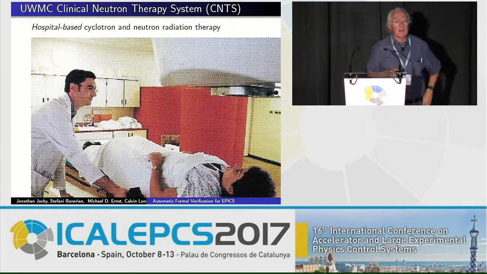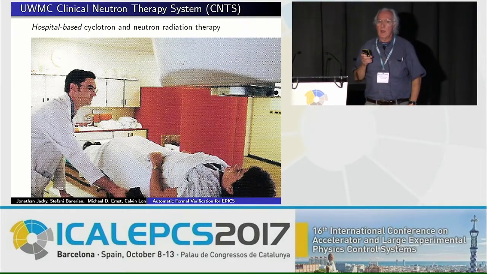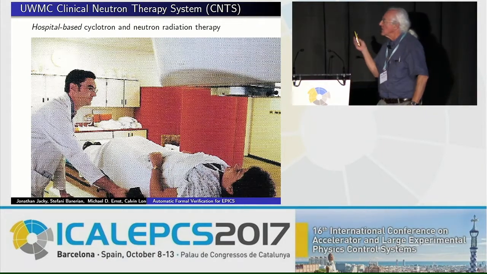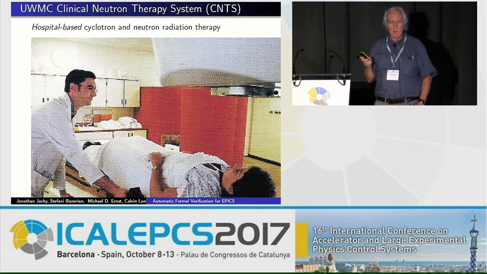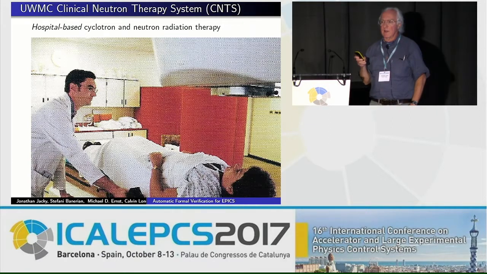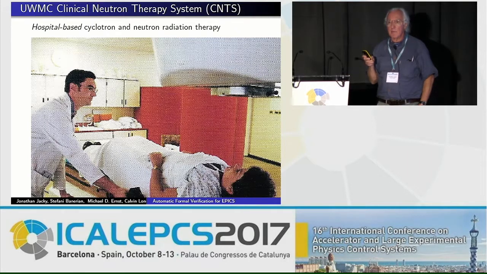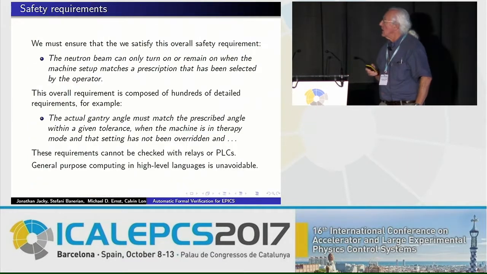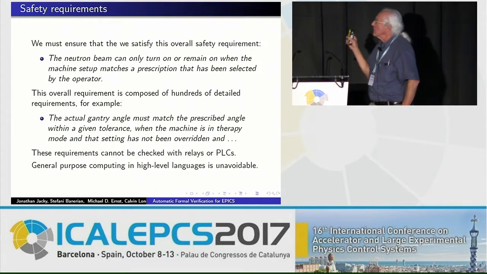So, at our hospital in Seattle, we have a cyclotron, and we do radiation therapy for cancer with neutron beams. We've actually had this system at Seattle for over 30 years, and we've gone through 3 generations of control systems. Our most recent generation, which we've been treating patients with now for about 2 years, was developed with the EPICS software framework. So this is a safety-critical system, and the safety requirements look like this.